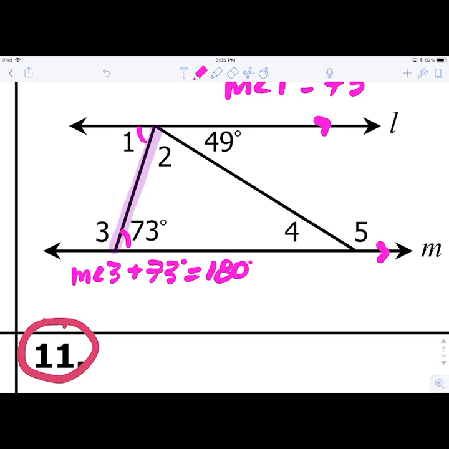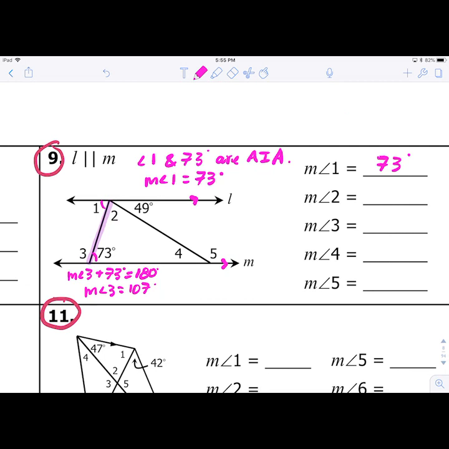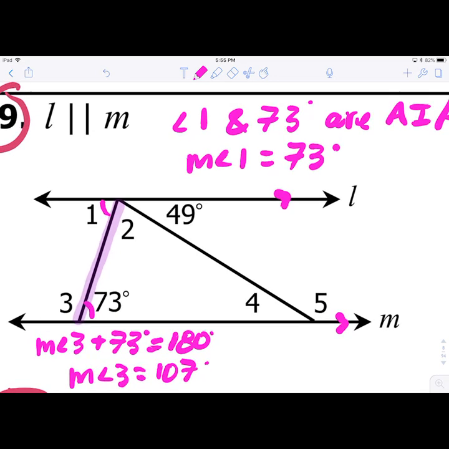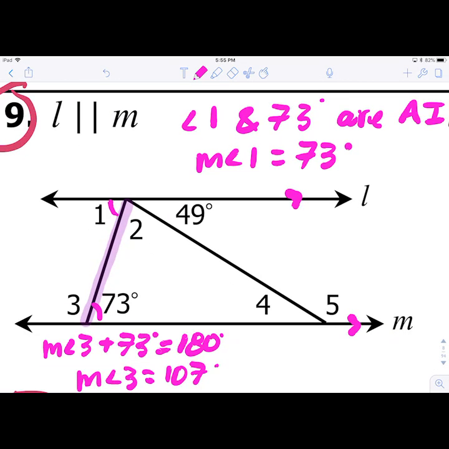Let me get my calculator. 180 minus 73 degrees, that is 107 degrees for the measure of angle 3. Okay. Let's take a look at angle 2. Well, angle 2 is a part of this triplet up here. Okay, hopefully you can see it. I'll highlight it if you can't. But it's part of this angle 1, 49 degrees, angle 2 triplet, right?